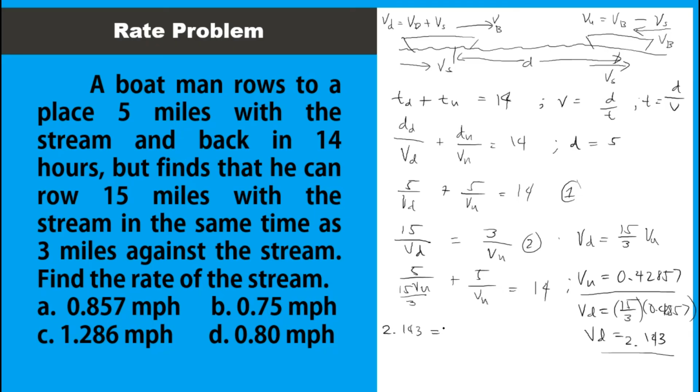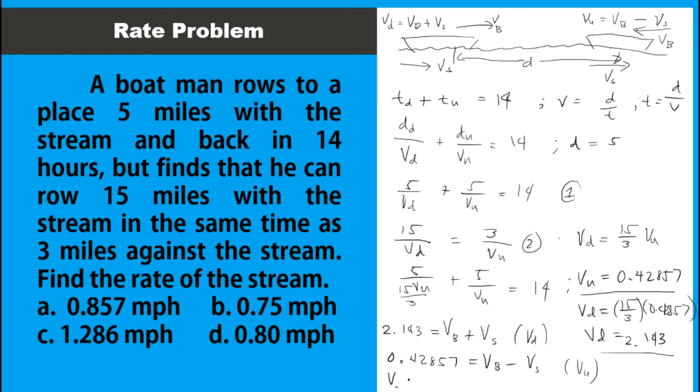Downstream, we have the velocity of the boat plus the velocity of the stream, equal to 2.143. Going upstream, 0.42857 is equal to v sub b minus v sub s. Using these two equations, you can find v sub b and v sub s, but we are only required to find v sub s, the velocity of the stream.